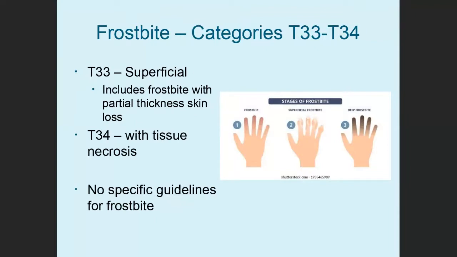So T33 includes superficial frostbite with partial thickness skin loss. T34 is for frostbite with tissue necrosis. Now, there are no specific guidelines in ICD-10 for frostbite, so we're just going to look at the codes and see how they're laid out.